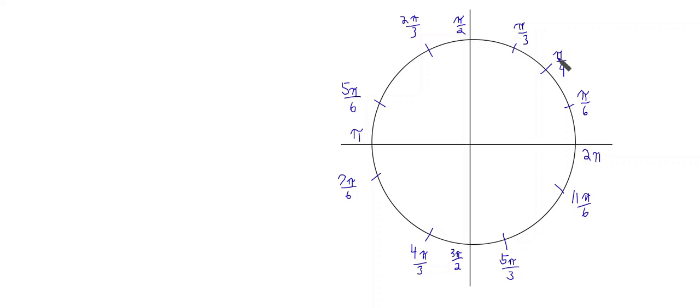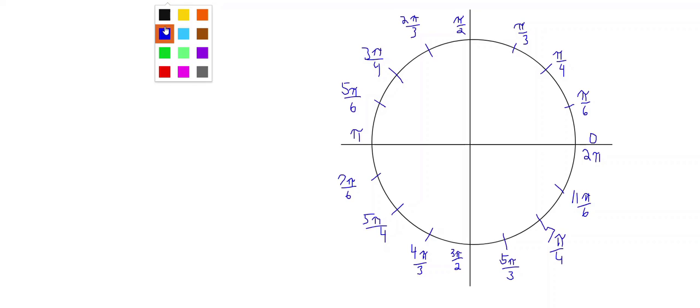Here we have 4 pi, so this is 2 pi over 4. This is 3 pi over 4. This is 4 pi over 4. This is 5 pi over 4. This is 6 pi over 4. This is 7 pi over 4. And this is 8 pi over 4. And since I want to be consistent, I can also go ahead and put a 0 in here. So let's go ahead and write in another measurement.